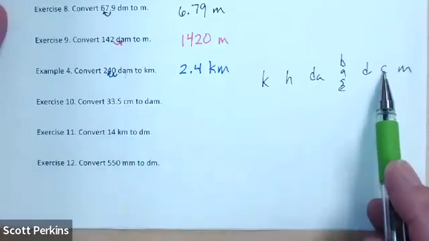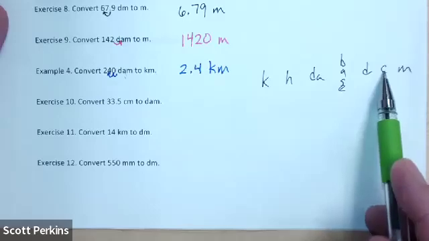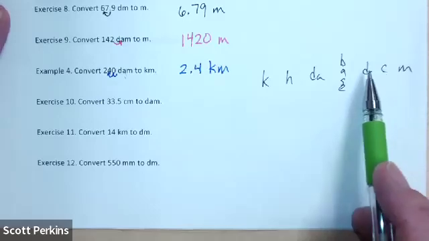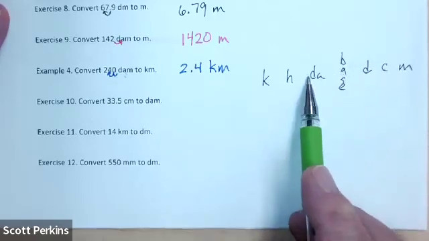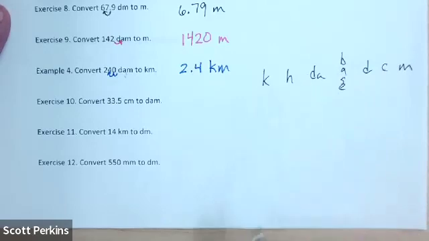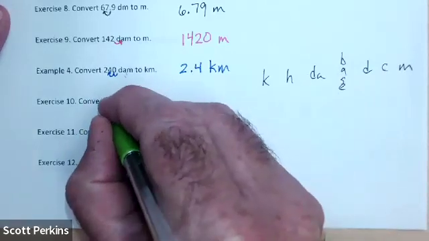How many hops to the left am I going to make with my decimal place? 1 to get to deci, 2 to get to the base, 3 to get to deca. So yes, 3 to the left. So when I do that, I got 1, 2, 3.